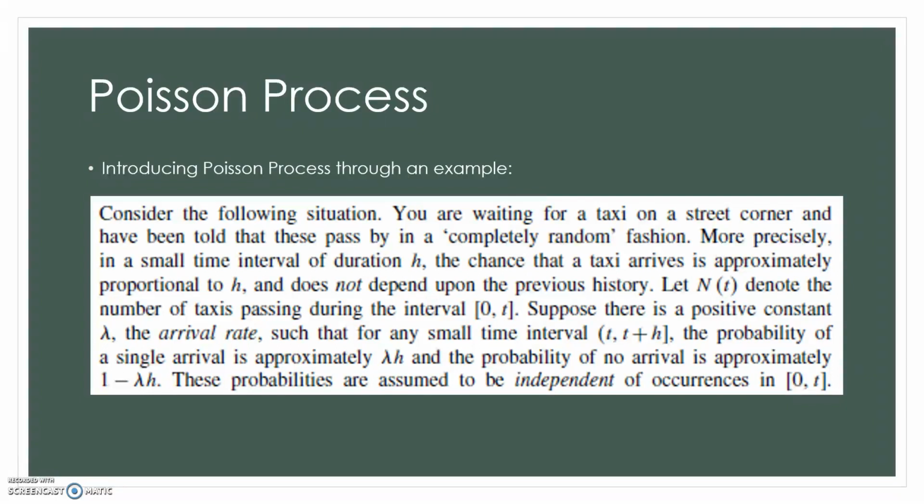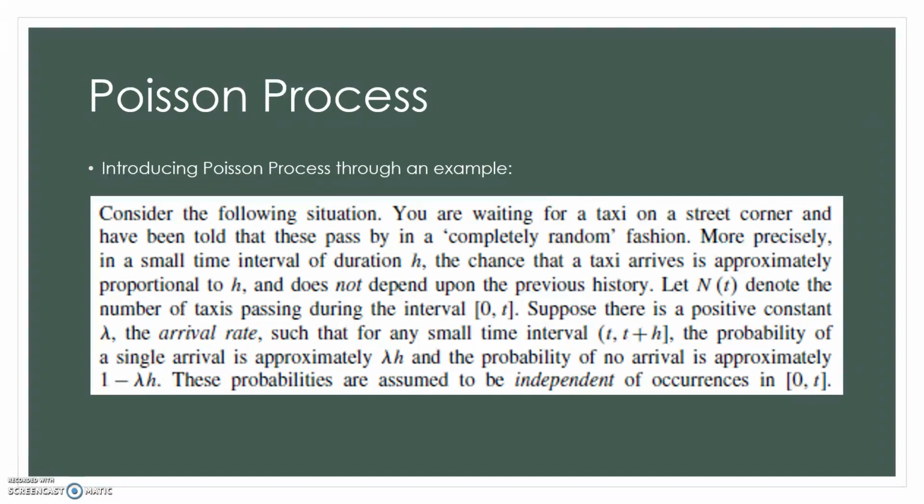So the first thing that we're going to talk about when it comes to discrete event simulations are Poisson processes. And so we'll be introducing a Poisson process through an example. Consider the following situation: you're waiting for a taxi on a street corner and you've been told that these pass by in a completely random fashion. More precisely, in a small time interval of duration, say h, the chance that a taxi arrives is approximately proportional to h and does not depend on its previous history.